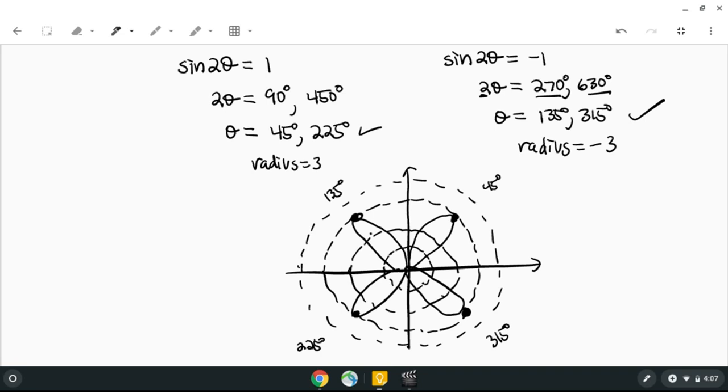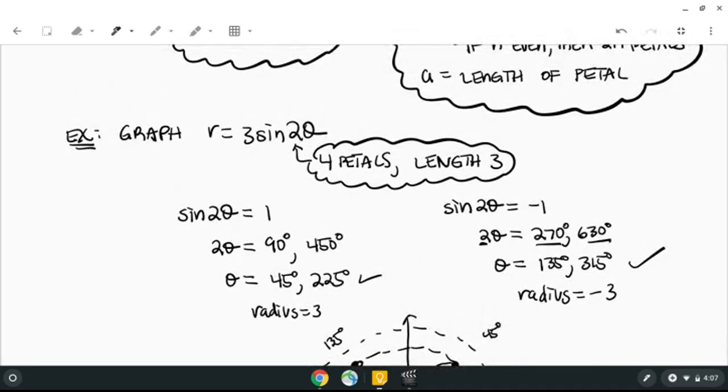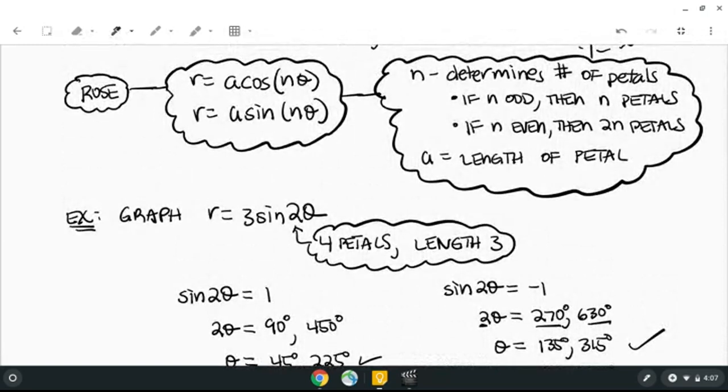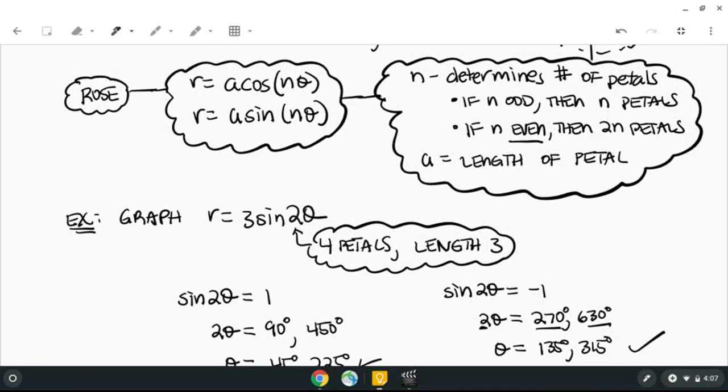So one of the things you just have to remember here is your number of petals. When it's even, like we had, you have to double the amount. But when it's odd, so if it said 3 theta, then you would have had 3 petals, not 6. All right, so that is it.